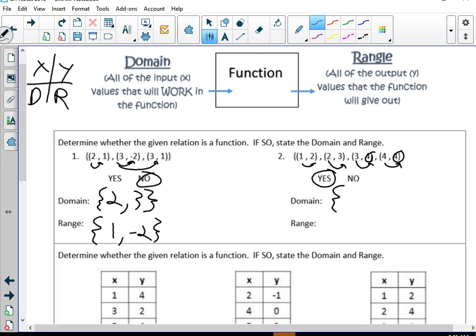And then we put our brace, and we start writing our X's. 1, 2, 3, 4. Now my range, I do not have to repeat, is 2, 3, 4.